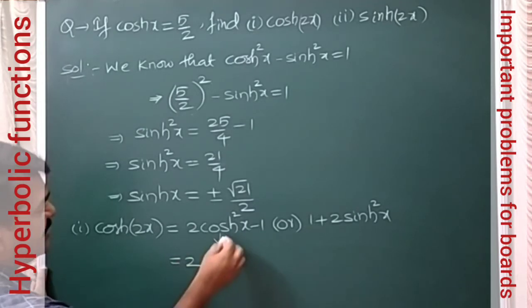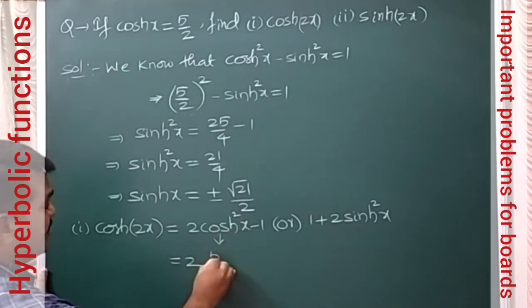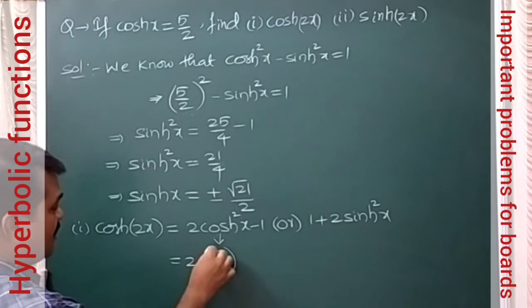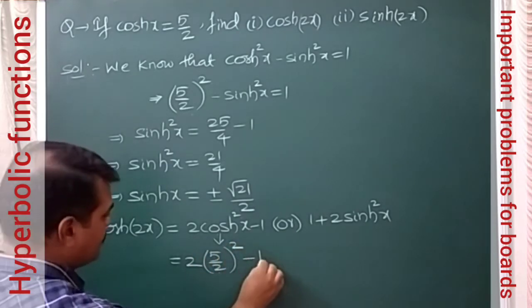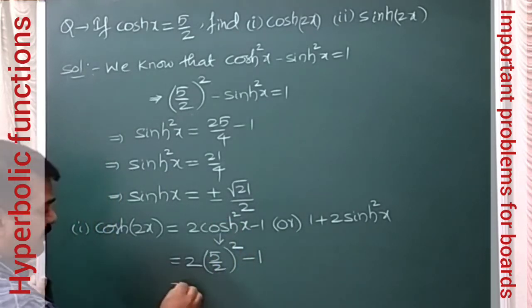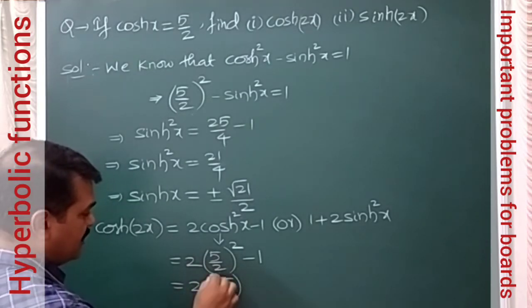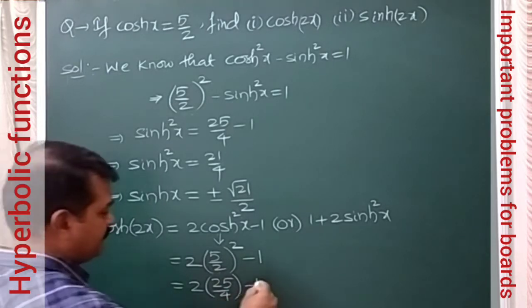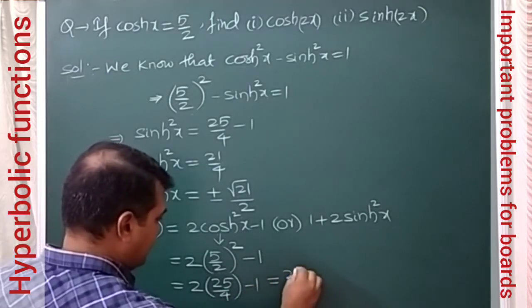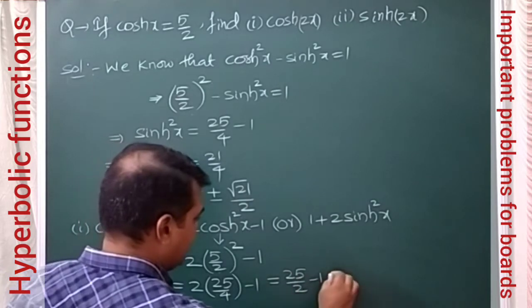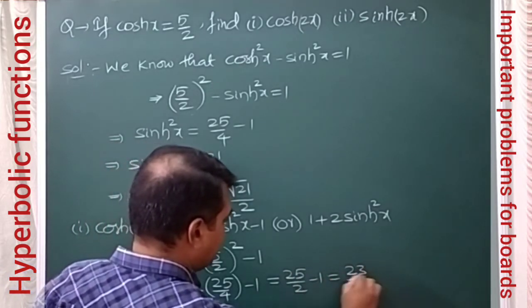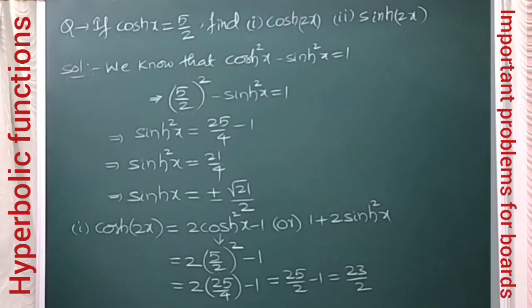So 2 cosh square x. Cosh x is 5 by 2, so cosh square x is 5 by 2 whole square. So what are we getting here? 2 into 25 by 4 minus 1. So it is 25 by 2 minus 1, so 23 by 2. So cosh 2x value we got as 23 by 2. Okay, so cosh 2x is finished.